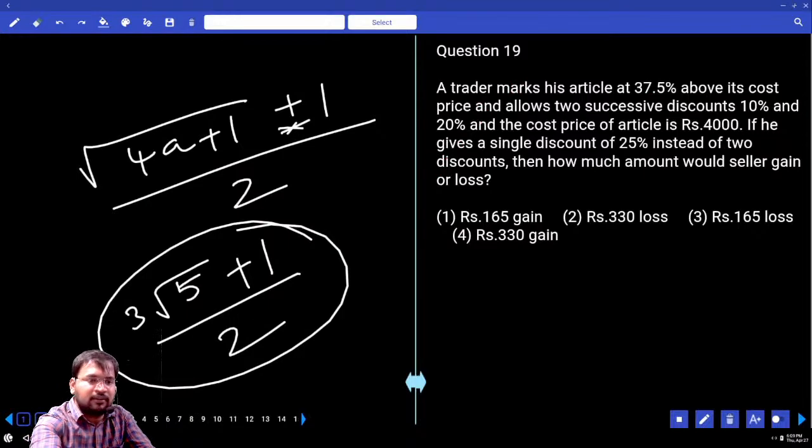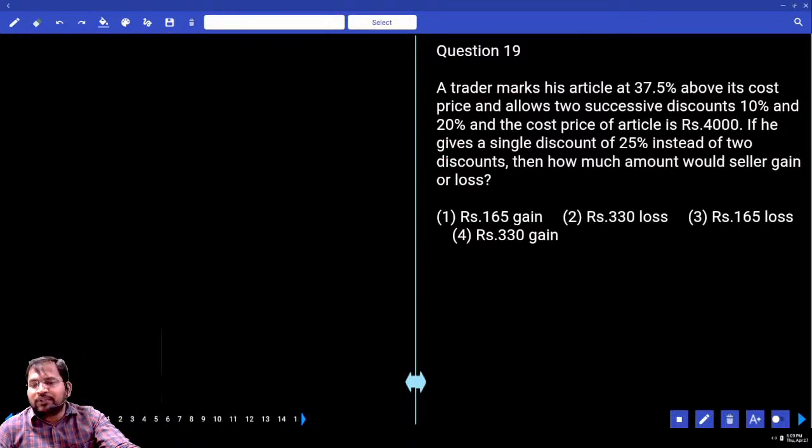Question number 19. A trader marks his goods at 37.5% above its cost price and allows 2 successive discounts of 10% and 20%. The cost price of the article is 4,000. If he gives a single discount of 25% instead of 2 discounts, then find how much the gain or loss is. If you are okay, I will explain directly. Are you ready?